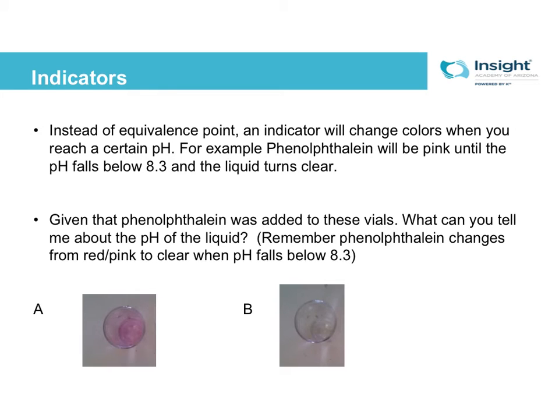So what can you tell me about the pH of, say, vial A, since it is still pink? Pink means that our pH is greater than 8.3. Vial B, since it's clear, has a pH of less than 8.3. So which of those two vials is more basic? Vial A, because its pH is greater than 8.3.